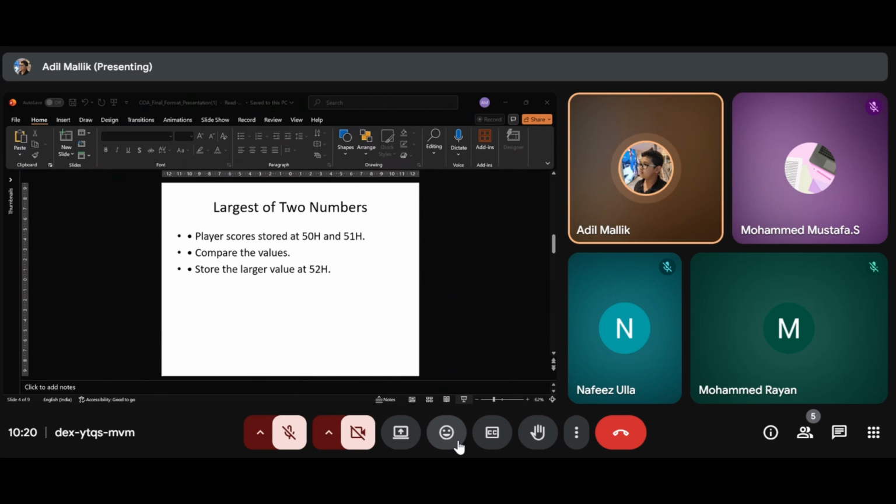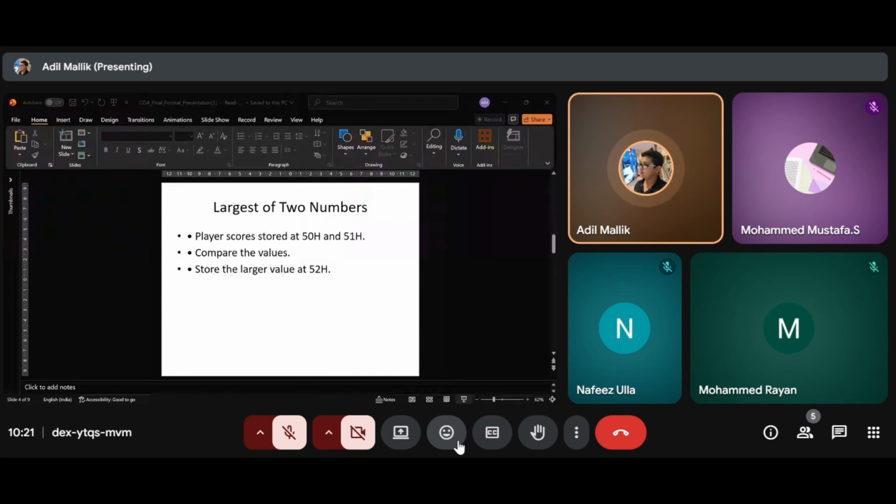Let's start with the concept of finding the largest number. Suppose we have two numbers stored in memory locations 50H and 51H. The microcontroller compares these two values. If the number in 50H is greater than the number in 51H, it stores the larger one in another memory location, which is 52H. In simple words, the program compares two numbers and keeps the larger one safely for later use. This operation is quite common in systems like games, where you need to compare player scores and record the highest score.